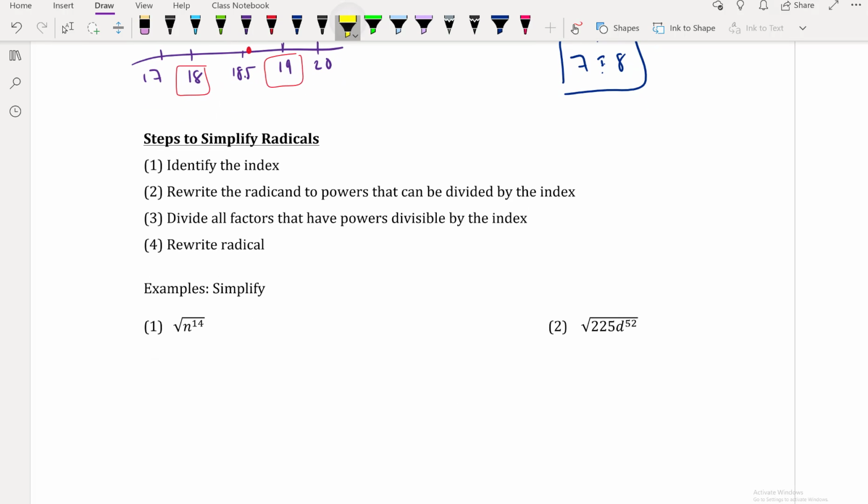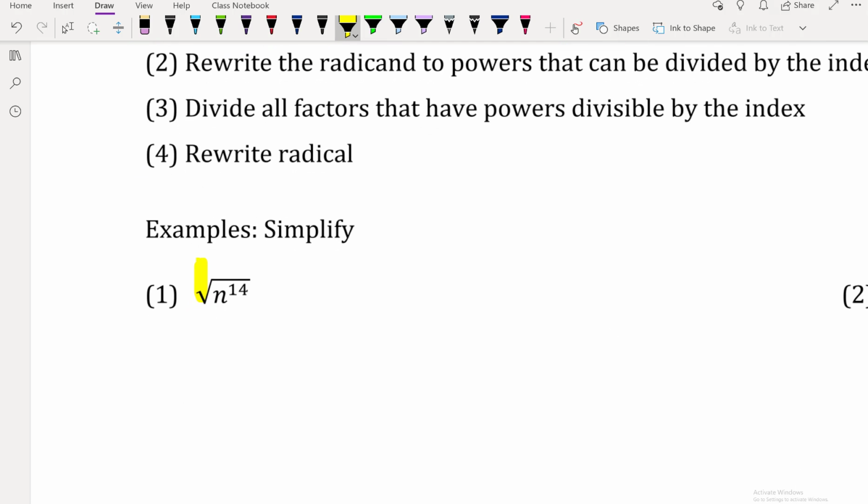Well, let's look at the index, right? So we're going to have step number 1. The index is that little number inside the square root. Notice that there isn't a number there. When there isn't a number there, it defaults to be a square root. So in this particular instance, we are going to say that the index is 2.